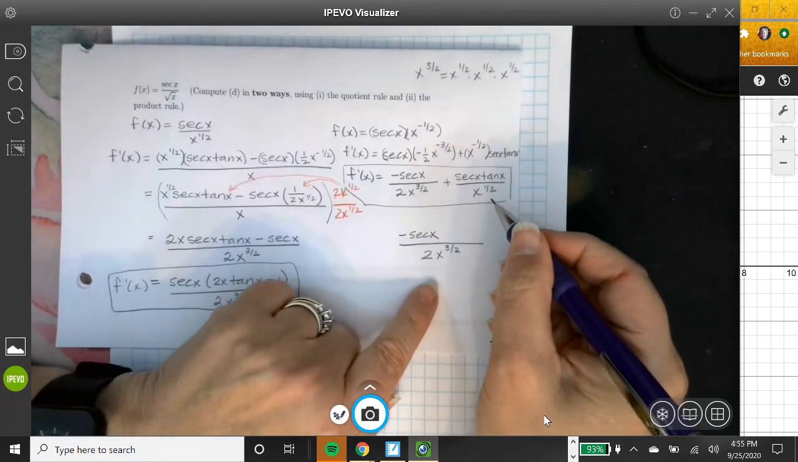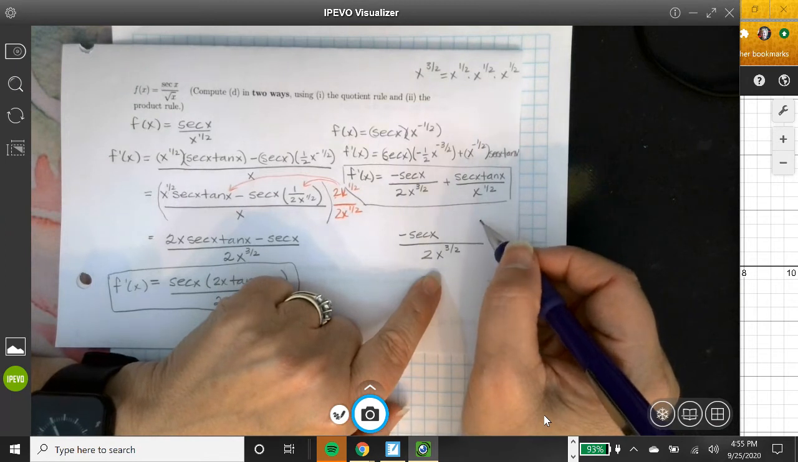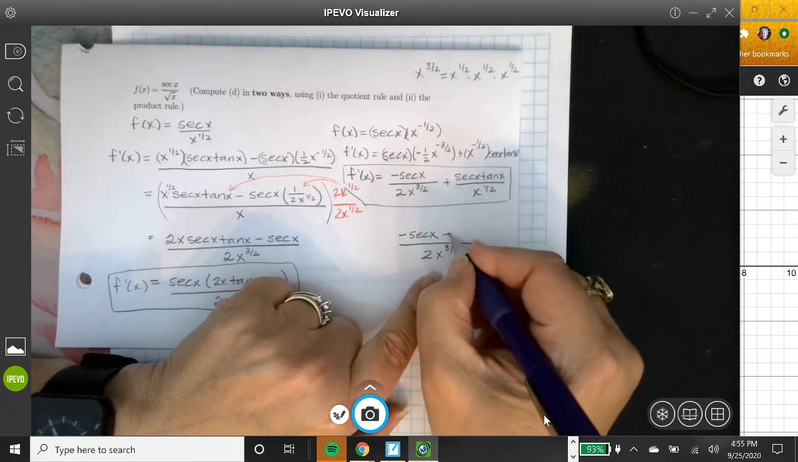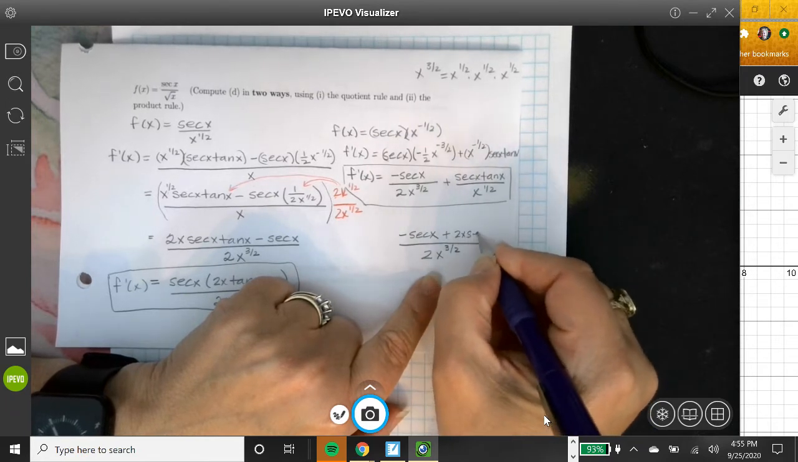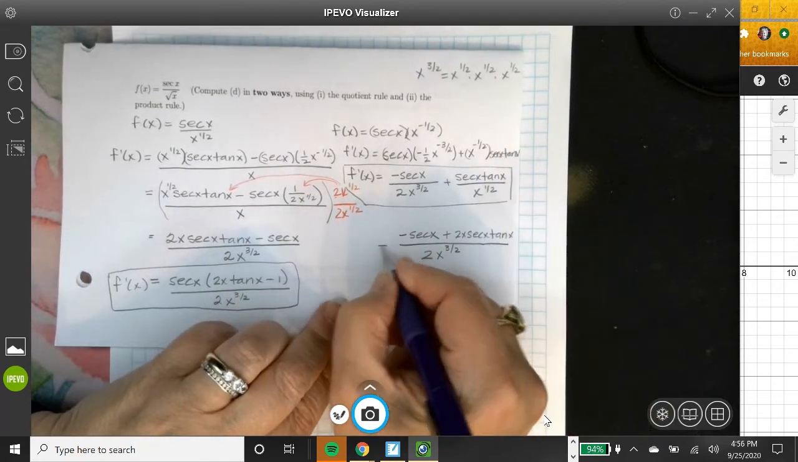And then I have to multiply this part by the part of the denominator it doesn't have. Well, it's got an x to the 1/2, so all it's missing is an x and a 2. So this would be plus 2x secant x tan x. And that would be f prime.